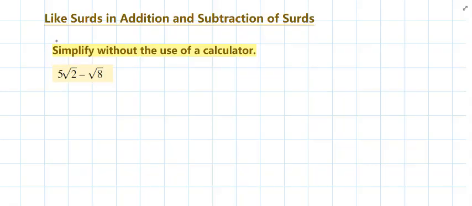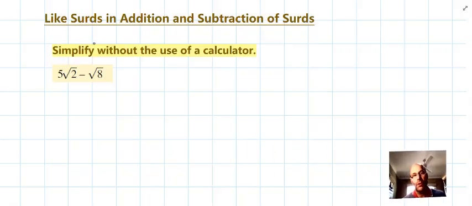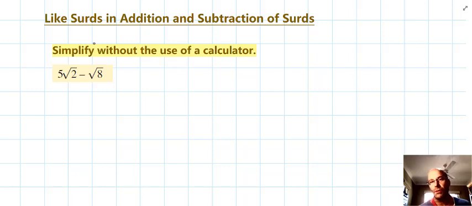We're going to learn what surds are, and then we're going to apply that to addition and subtraction of surds. So first task, simplify this without the use of a calculator. Simplify would mean it's an exact answer, no decimals. And we're not going to use a calculator, we're going to do it by hand. So 5 root 2 minus root 8.